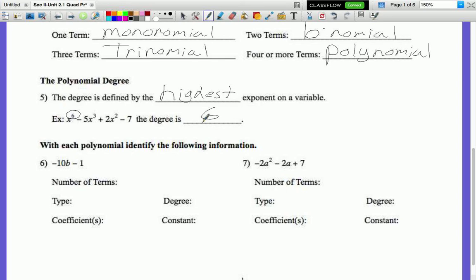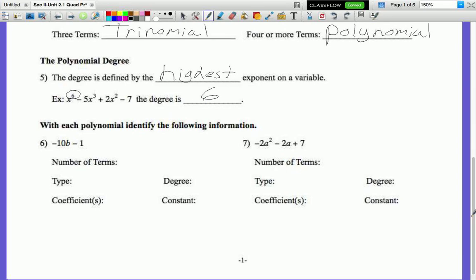Now what's going to happen is we're going to be given an equation. We're going to be asked to find these 5 basic things and be able to label them. So first off, let's look at problem number 6. We have negative 10b minus 1. Number of terms. We have one term right here, and we have our second term right here, separated by a subtraction symbol. So terms are 2. That means we can say its type, which is called a binomial.